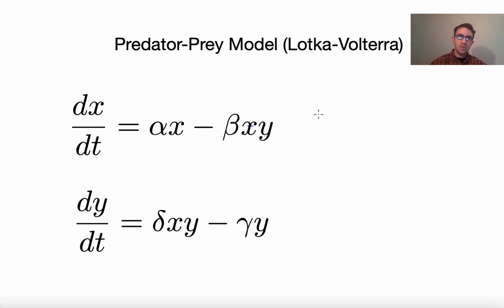So in this lesson, we're going to be talking about the predator-prey model, which is a very common model used in ecology to model populations where one species is a predator and another species is its prey. This model was developed by Alfred Lotka, an American mathematician, and Vito Volterra, an Italian mathematician, in 1910.